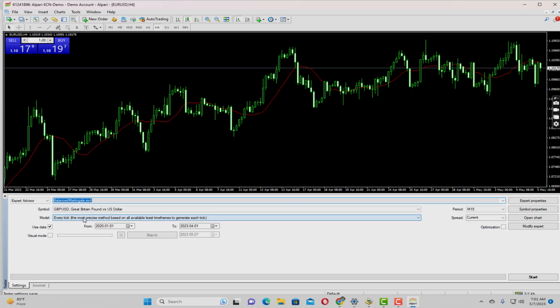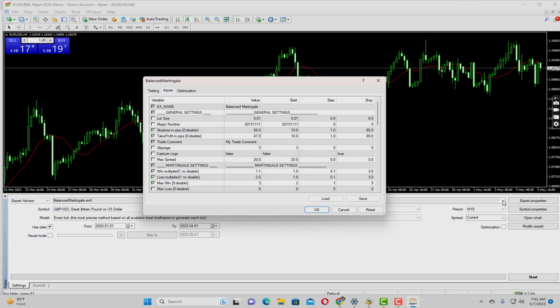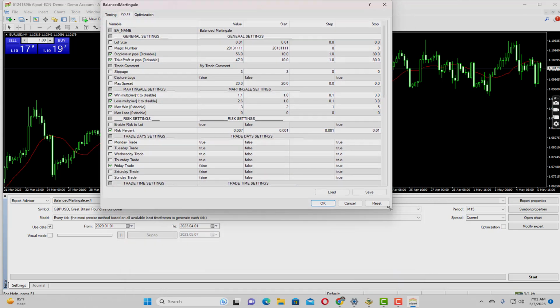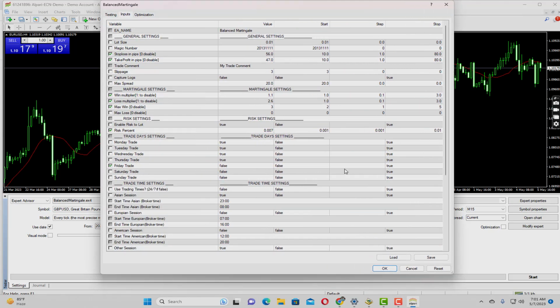So as you can see, I have selected every tick data and I have selected the time frame of the last 3 years. Now let me load the first setup of our testing. Now before I load the preset, I would like to tell you what the features of this expert advisor are.